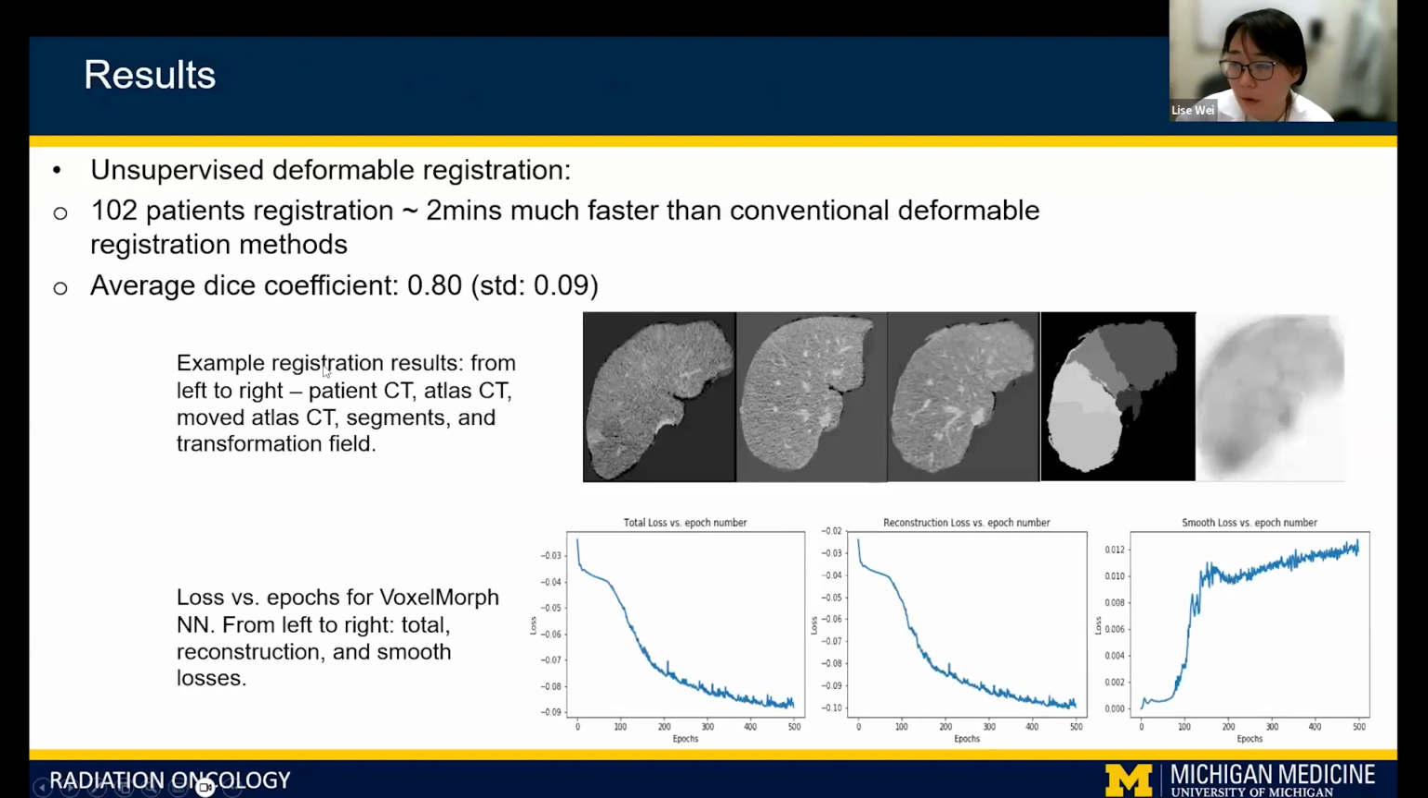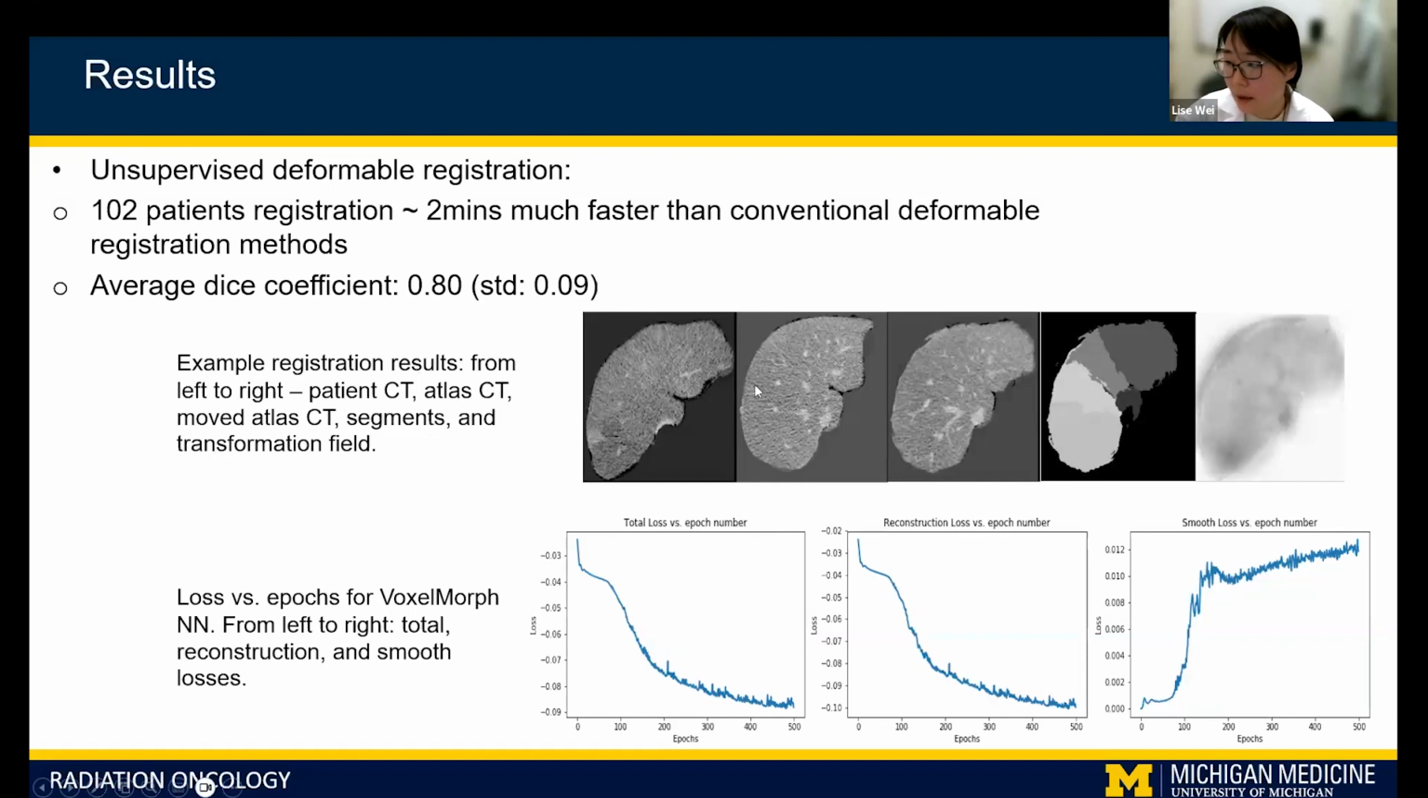So this is a result for the unsupervised deformable registration. For all these 102 patients, it took about 2 minutes to get all the contours, the 8 segments. Compared with manual work, that would be maybe several days of work. And the average dice coefficient, which is a metric showing how good the segmentation is, is about 0.8. So as I just mentioned, it's not perfect. But since our main task is not to do segmentation, this is good enough for our downstream task of predicting recurrence. And this is an example of the registration result.